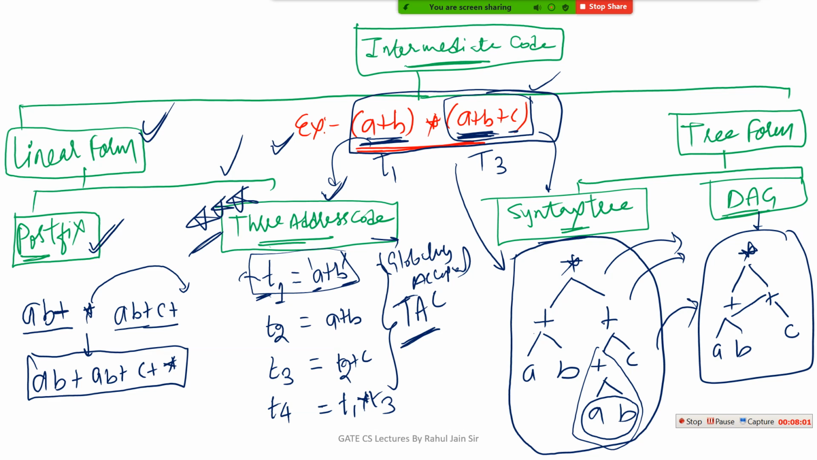So these are the clear differences between the different forms of intermediate code, that is postfix form, three address code, syntax tree, and DAG. But in our GATE syllabus, we only have three address code as a part of our syllabus, so we are going to discuss it, right?